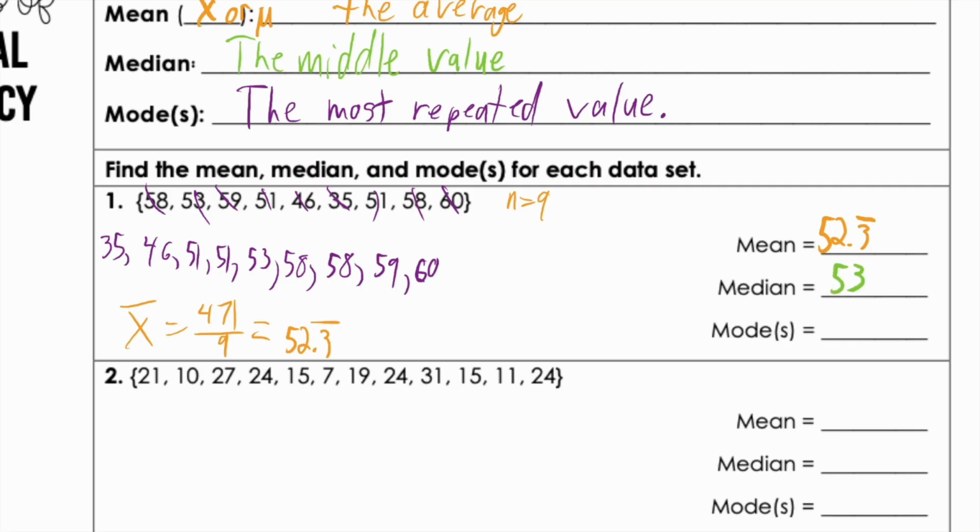And what occurs the most frequently? Well, 51 and 58 both occur twice. So 51 and 58 are both modes, because they both occur twice, and no number occurs more than that.